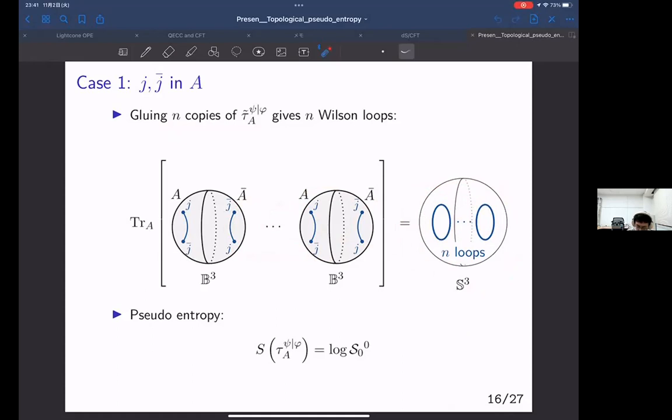So you end up with the three sphere partition function with n loops in this case. Now it's easy to calculate this partition function using the decomposition formula. I skipped all the detail because it's just a technical part. But anyway, you end up with the pseudo-entropy given by this. In this case it's kind of boring, because this is actually equal to the topological entanglement entropy for the vacuum. So there is no dependence. In this case, the entropy is given by just a modular S matrix. And I think it's real.